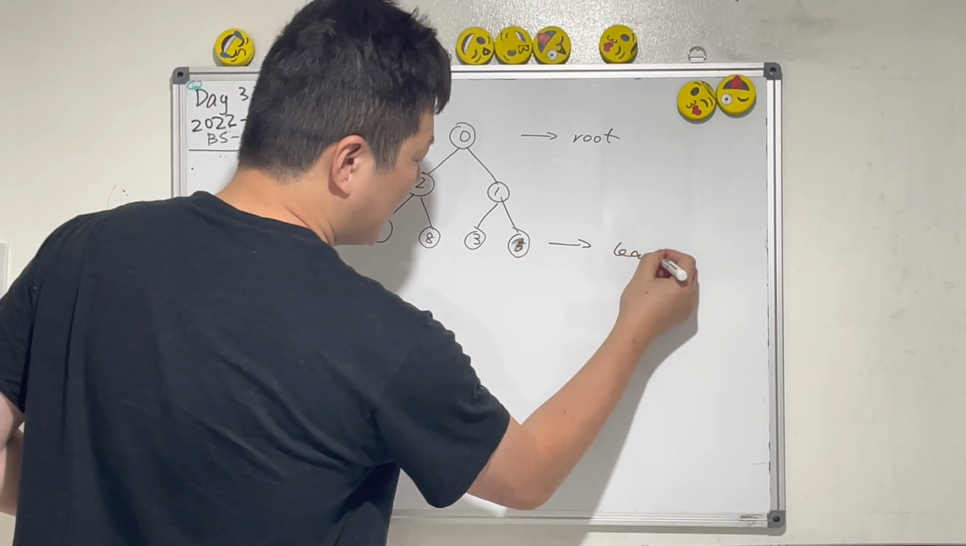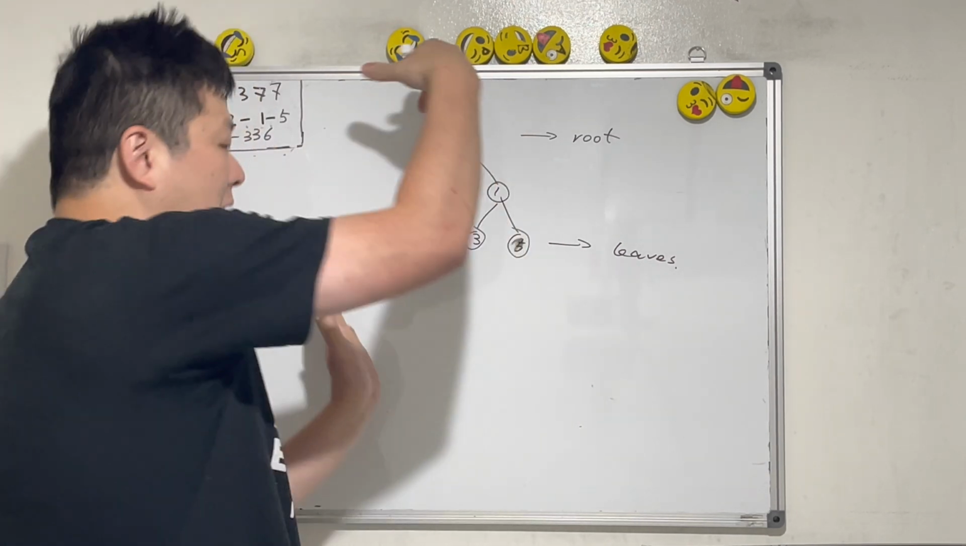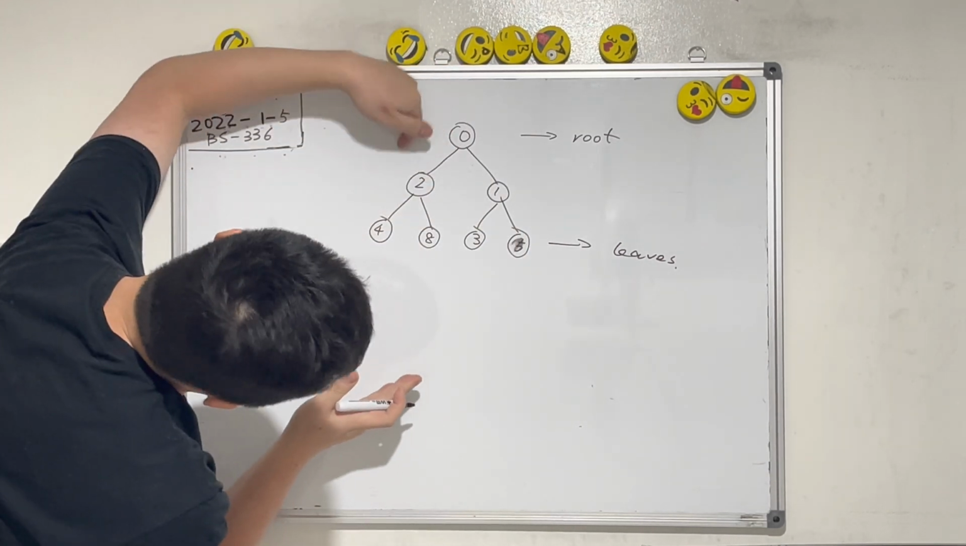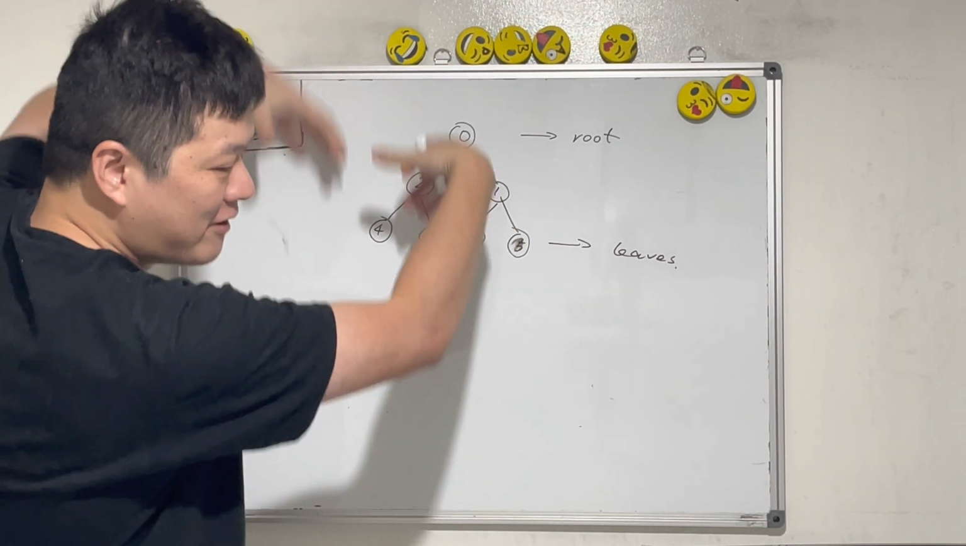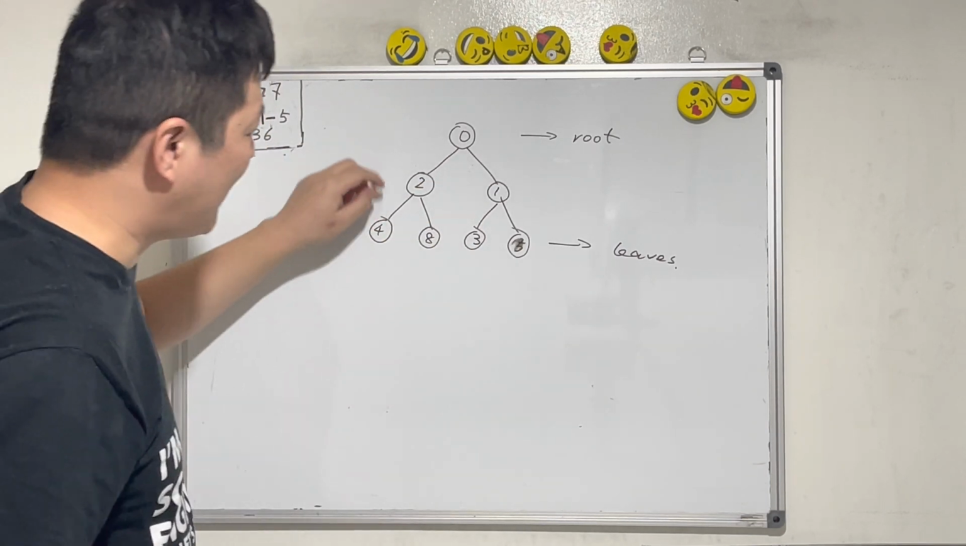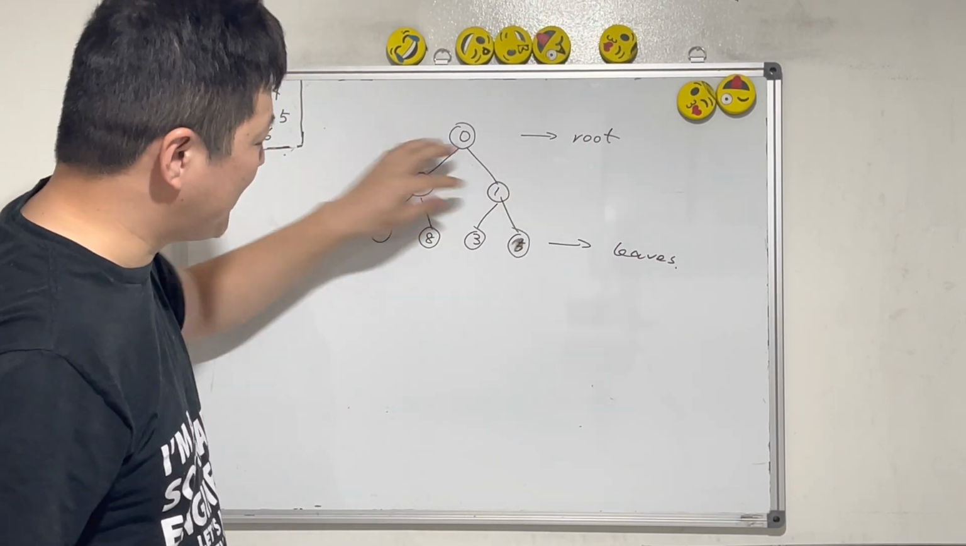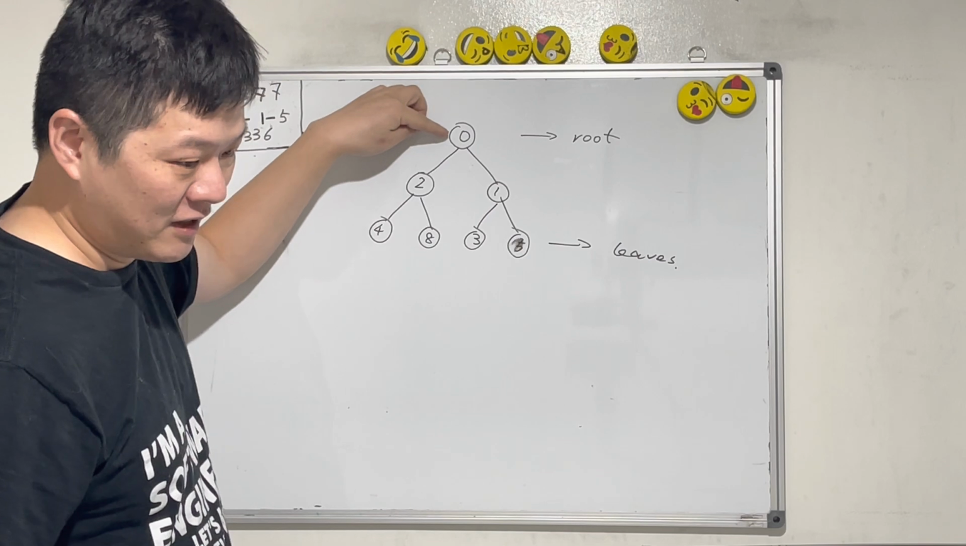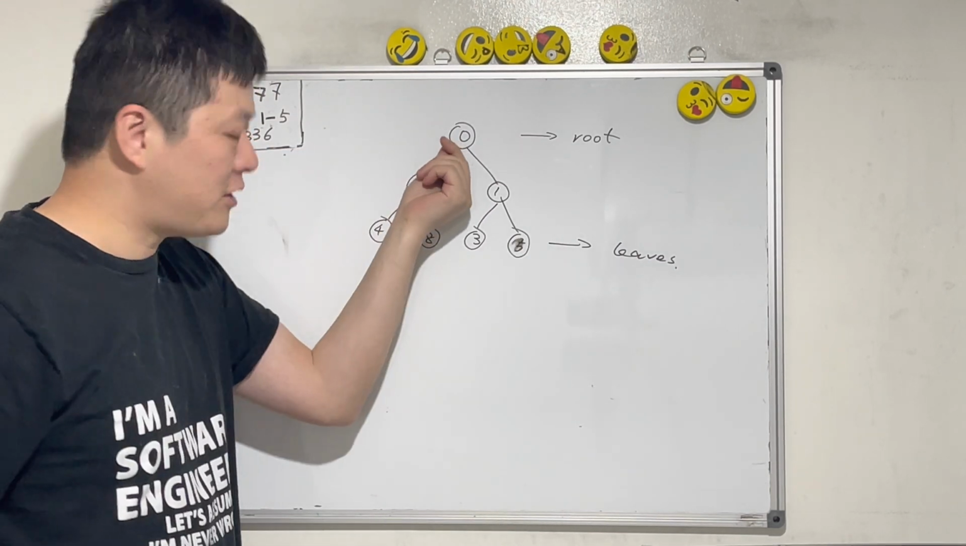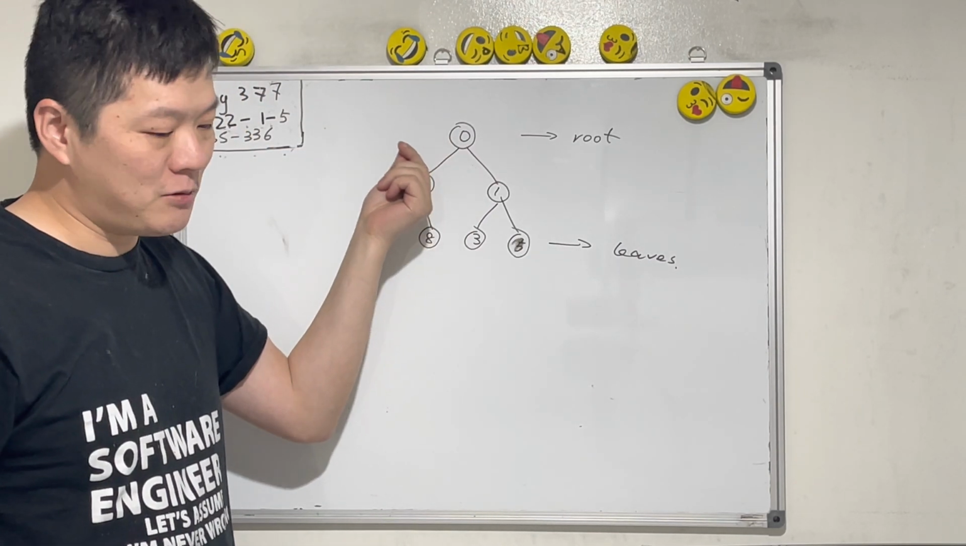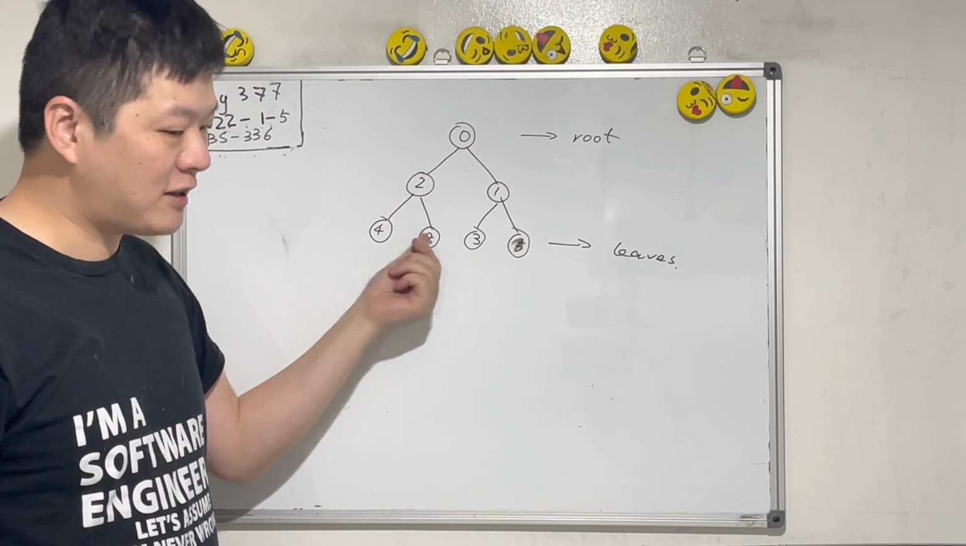If you look at it upside down, this is the root. The tree is growing downwards. These have parents, and they are also the children of the root. It's a binary tree because each node has at most 2 kids.